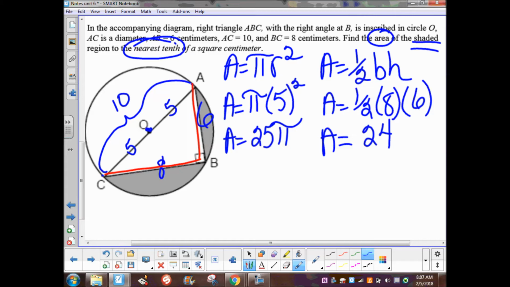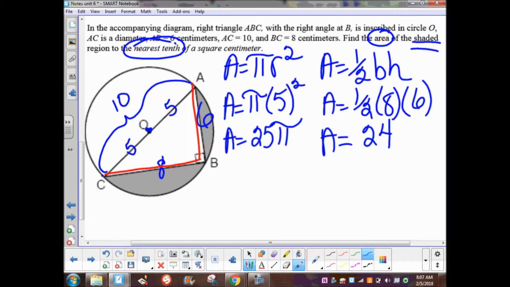Now I've got to find the area of the shaded region. Oh, this is super interesting. I'm not just subtracting the area of the triangle from the area of the circle. What else am I taking away? I want the area of the shaded region. So I've got this triangle, but I also have what that's white here? I have a half circle. So I've got to subtract 2 things total.